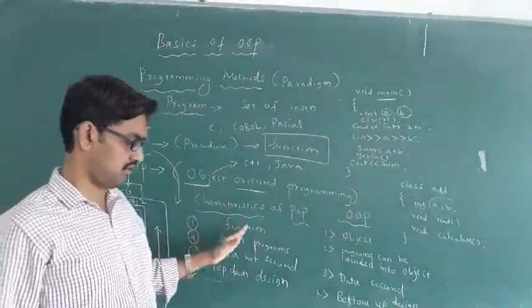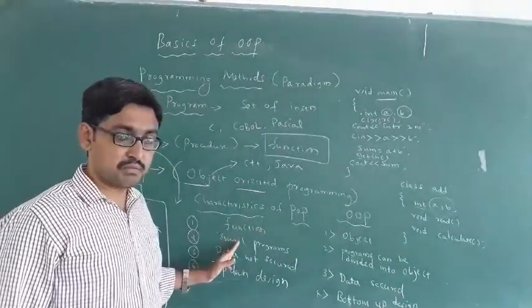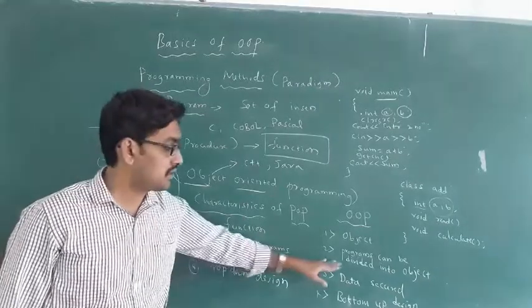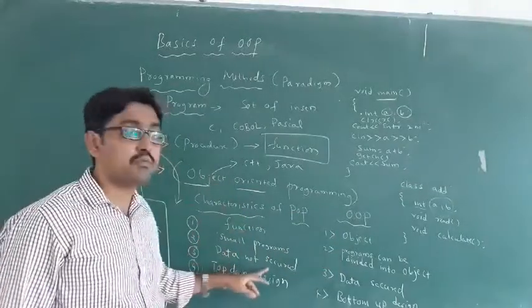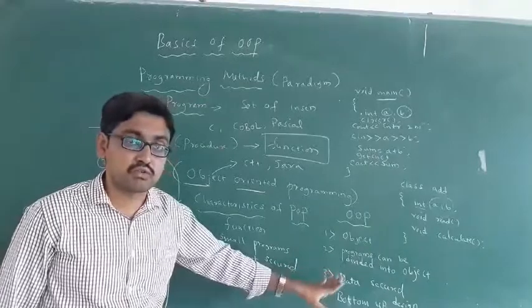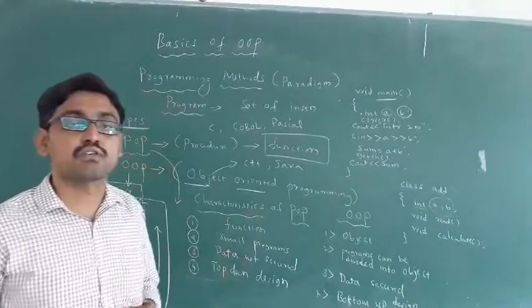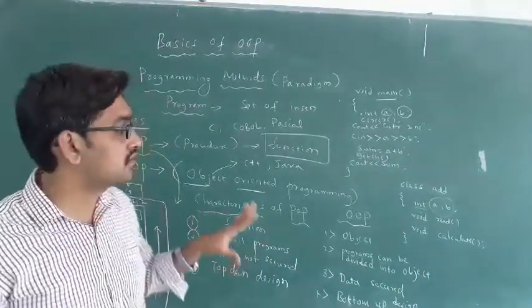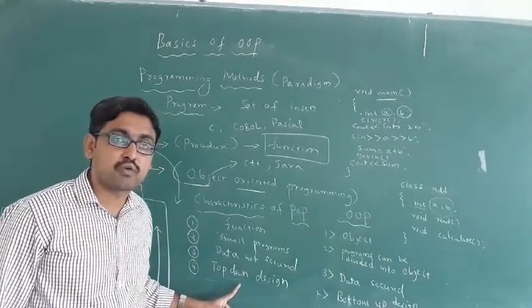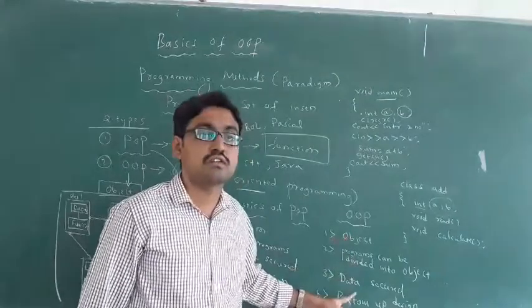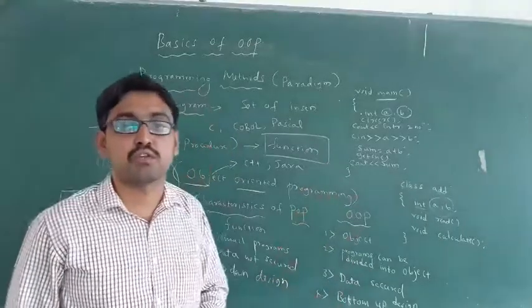Procedure oriented is focused on function, object oriented is focused on object. Here the problem is divided into smaller programs, and here the program is divided into objects. Here data will not be secured, but here data will be secured. Here it follows a top down design, but here it follows a bottom up design. This much you have to remember. Examples for procedure oriented are C, Pascal and COBOL, and examples for object oriented programming are C++ and Java.